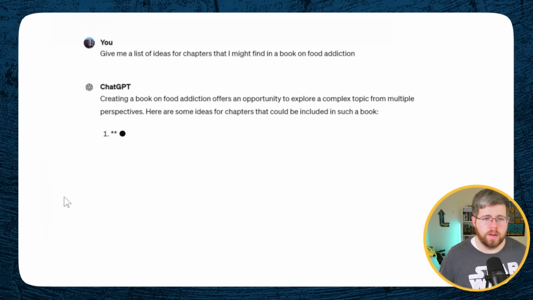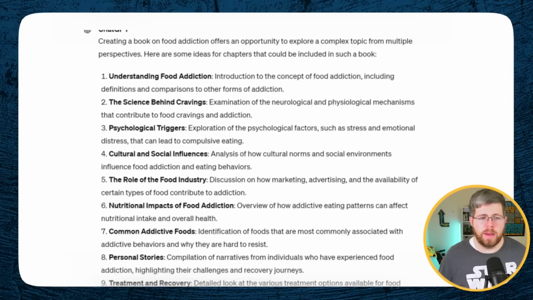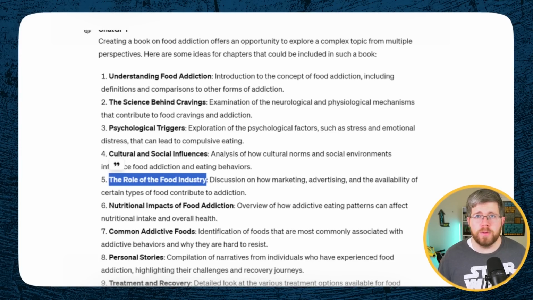From there, it gives us a list of different options. And I might already have an idea of what I want to write inside of this book, but as it gives me all of these ideas, I may discover like, oh, I hadn't thought about that particular thing. For instance, maybe I wasn't planning on writing about the food industry. I was just going to talk about the science of the brain in food addiction. But maybe it's a good idea to talk about the role of the food industry, whatever it is.